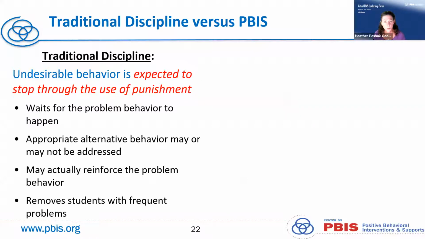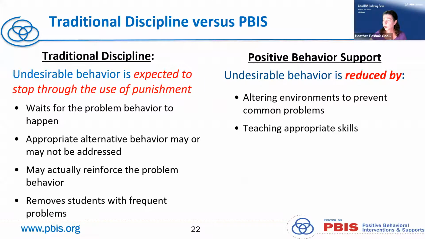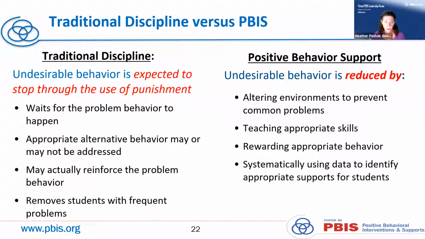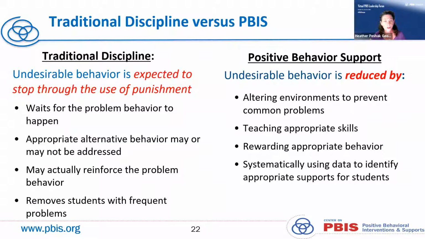So thinking of our traditional discipline, we want that behavior to stop right away. But when we're looking at bringing in positive behavior support, remember PBIS is based on the science of positive behavior support. We're looking at reducing that undesirable behavior by altering the environment, teaching appropriate skills, acknowledging the students and the adults when they engage in those appropriate skills, and using our data to identify, prevent, and get supports early for folks.